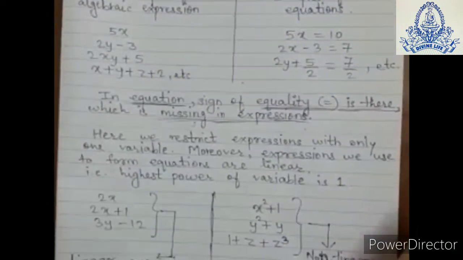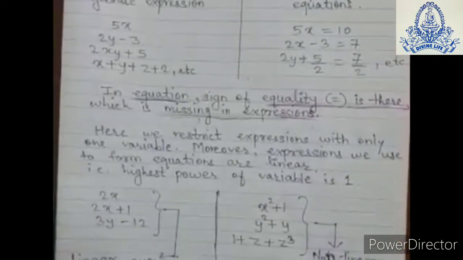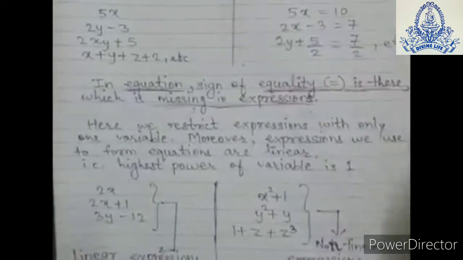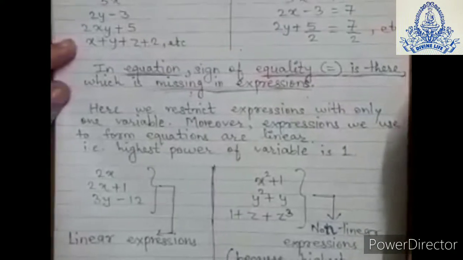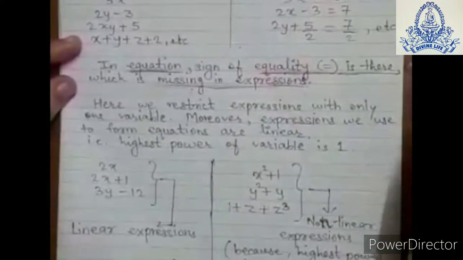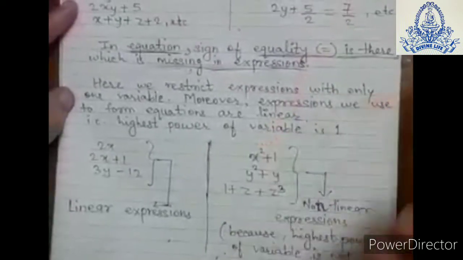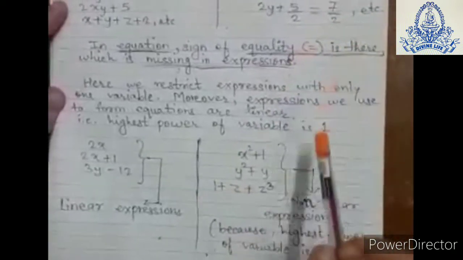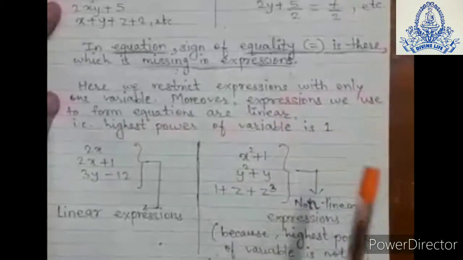Now here we restrict expressions to only one variable. The expressions which we use to form the equation are, or should be, linear, because we want to study linear equations in one variable. Now, what does it mean for an expression to be linear? Linear means the highest power of the variable which appears in the expression should be 1.